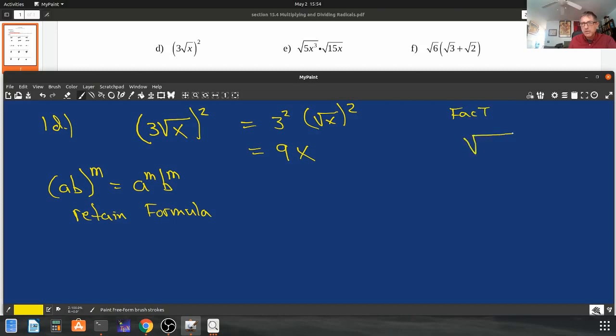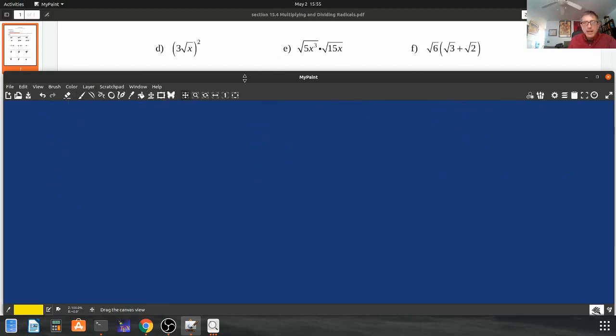So here's a fact. The square root of any expression p squared can be a number, it can be a polynomial, it can be a polynomial term. The answer is p. So I just use that to simplify this part right there. And let's do E.